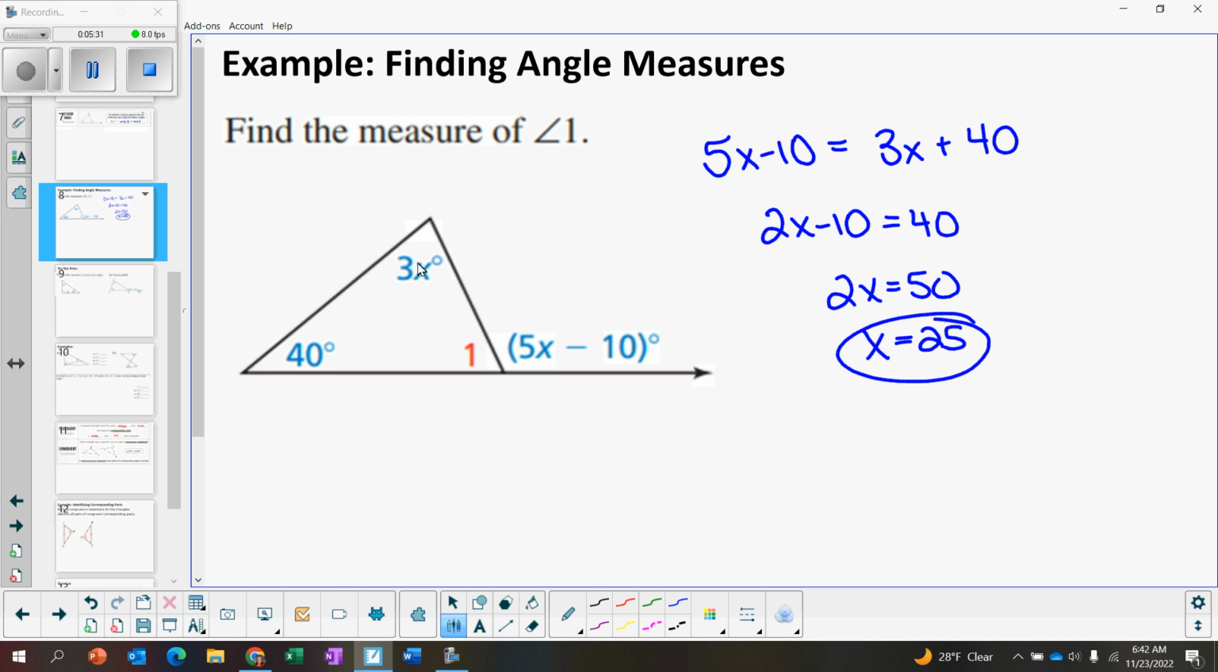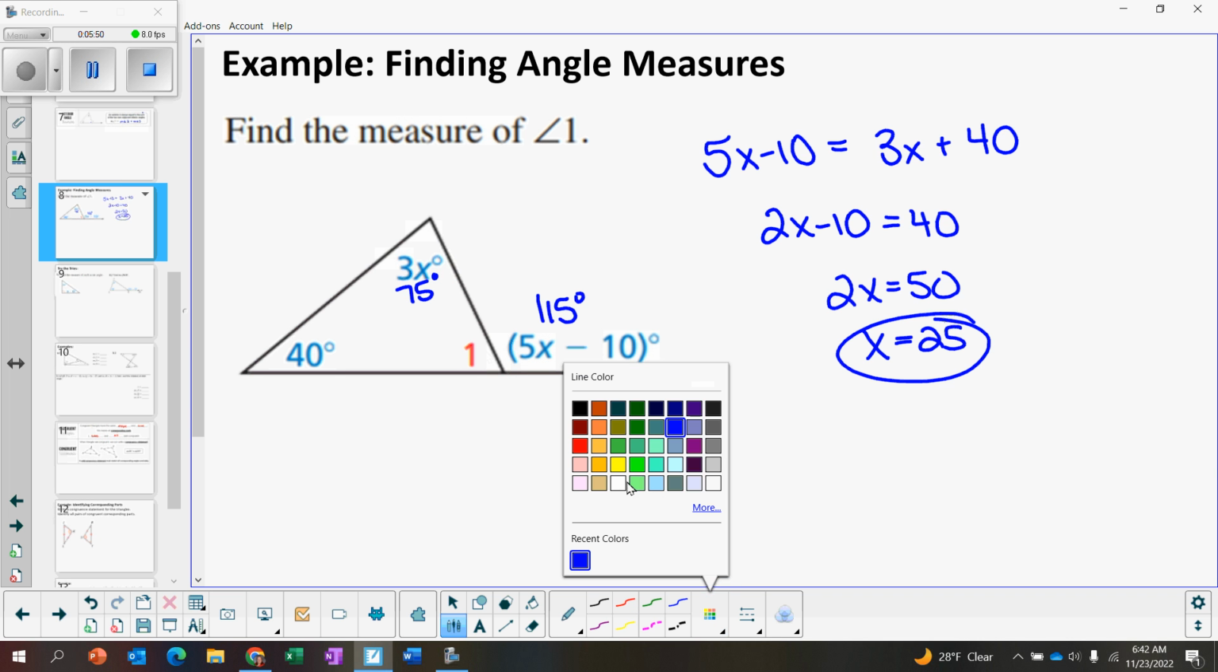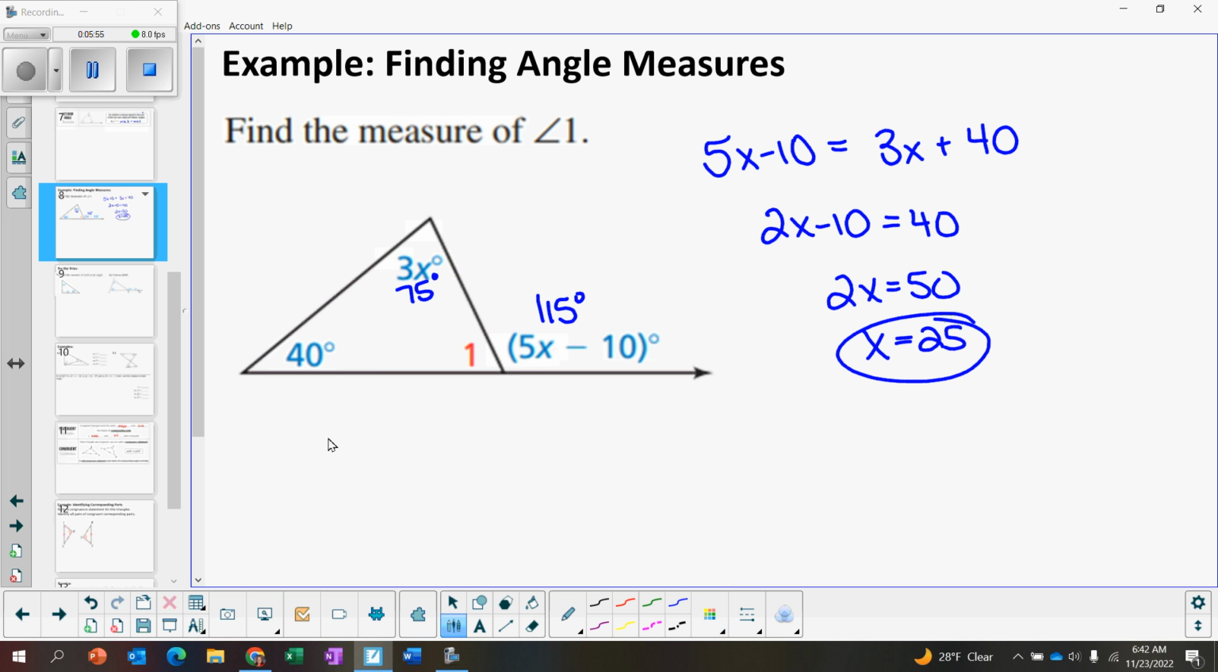which means I can put 25 here, and then I know that 3 times 25 is 75 degrees, or I can put 25 here, 125 minus 10 is 115 degrees. So I know these two are a linear pair, or these three add to 180. It's going to be the same thing either way. So it's probably easier to do these two as a linear pair. So we could say that the measure of angle 1 plus the 115 equals 180. Subtract 115, the measure of angle 1 is 65 degrees.